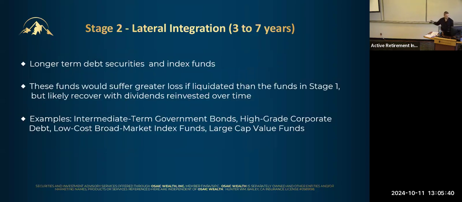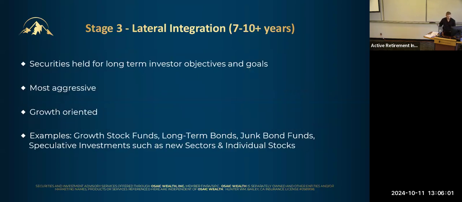We moved into stage 2 where we started talking about longer term debts, index funds, some other fund securities like that, things that would suffer a little bit more loss if we liquidated them, but gave us a little bit of growth, potential for reinvesting dividends, interest, so we can have a little bit more longer term horizon with that. And we have a couple examples of things that we might use within that.